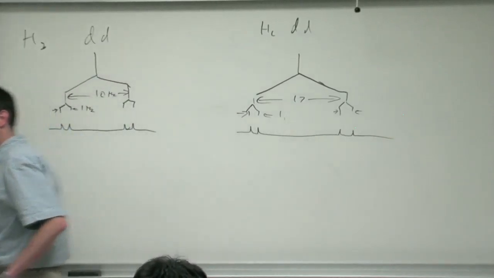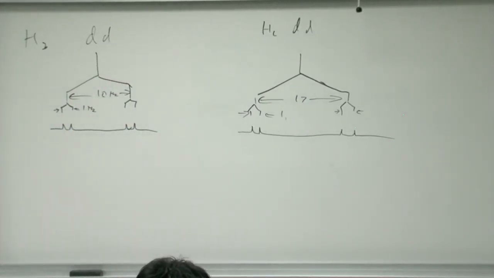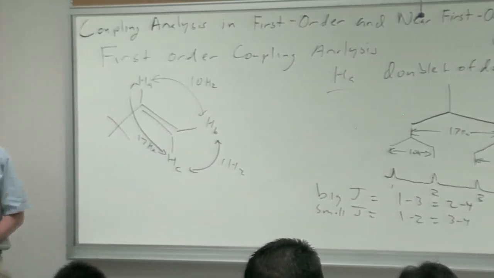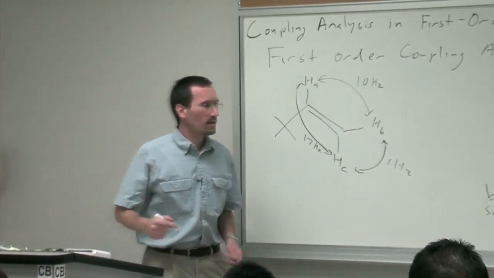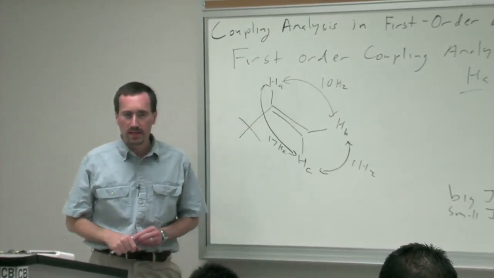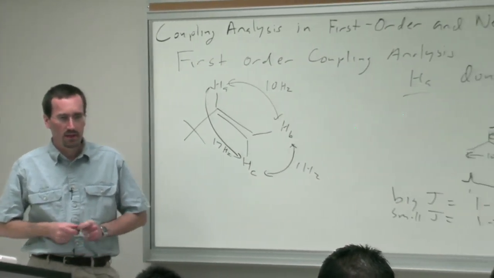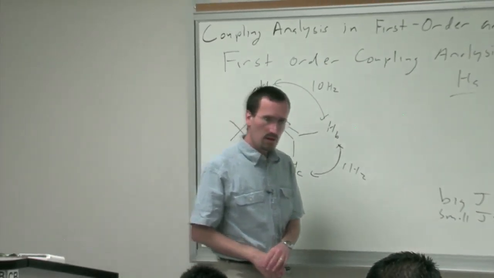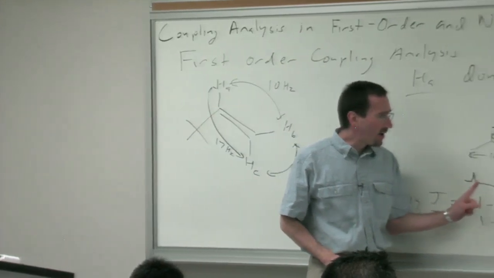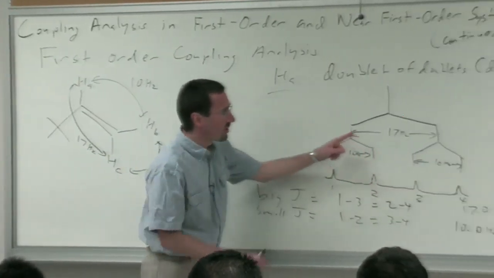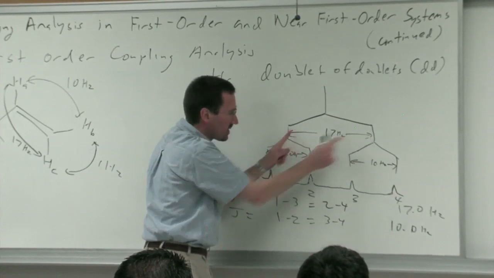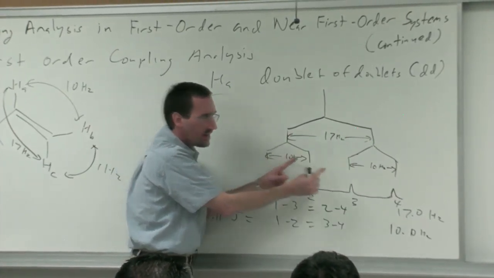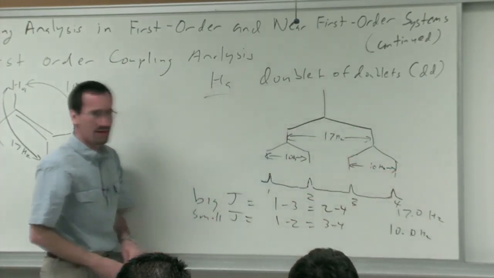And that would be the doublet of doublets that we'd observe. So how does that sound? Does it make sense? So question, the 17 hertz, would that be the distance from 1 to 4 over there? Okay, the distance from 1 to 4. So look, we've moved apart 17 hertz, and then I've moved 5 hertz out here, and 5 hertz out here.